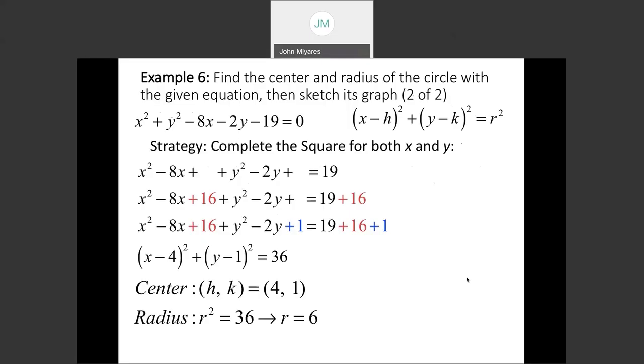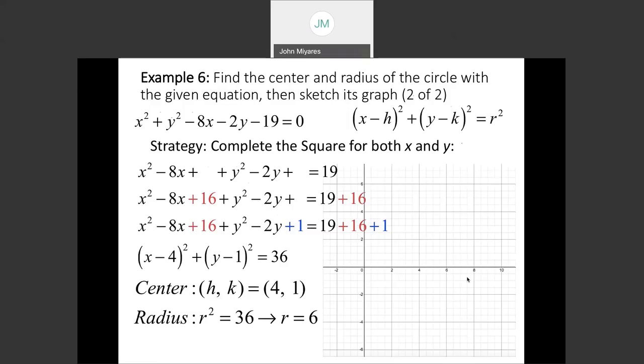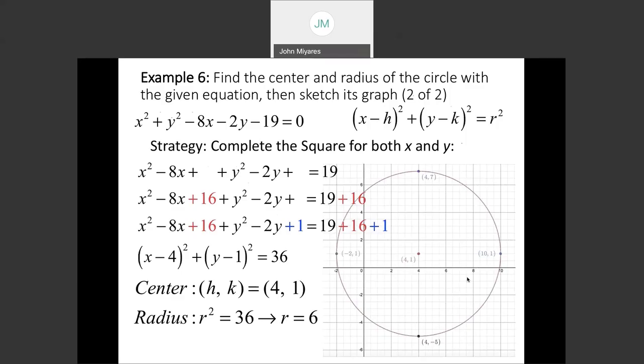Well, now to sketch this graph. Just like before, we must plot the center point at the coordinates (4, 1). From there, we'll plot the 4 points that are going to be 6 units away from the center. We'll go right 6 and left 6 to get to the points (10, 1) and (-2, 1). Then I'll go up 6 and down 6 to get to the points (4, 7) and (4, -5). Finally, with those points, we can draw the circle.